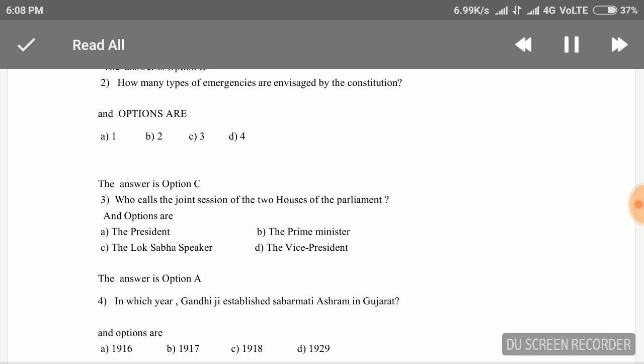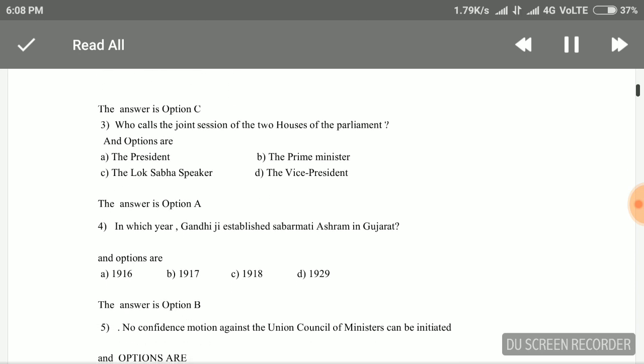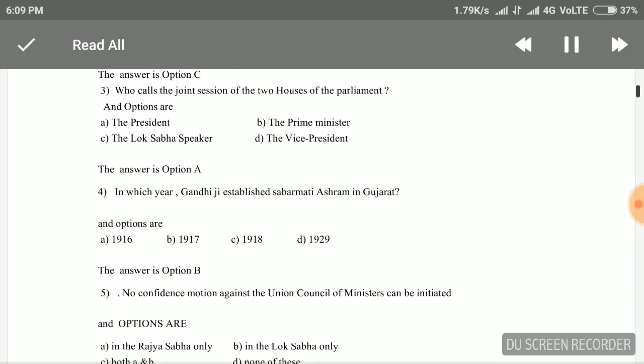4. In which year did Gandhi ji establish Sabarmati Ashram in Gujarat? And options are A. 1916, B. 1917, C. 1918, D. 1929. The answer is option B.